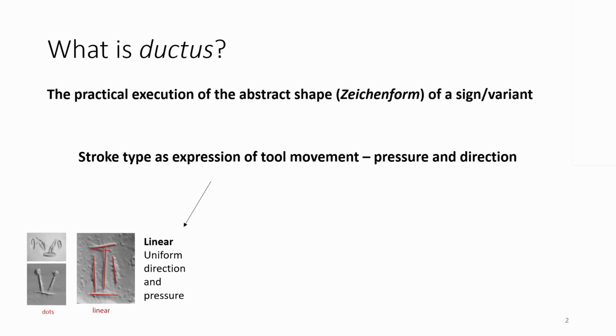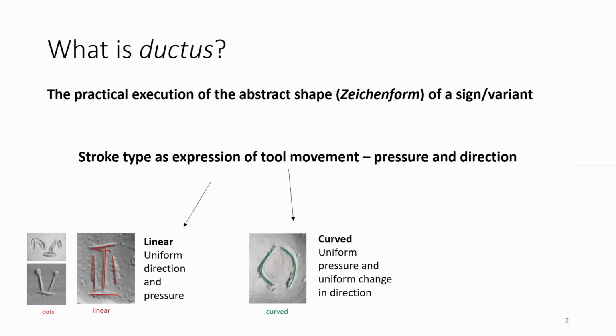And a subtype of that would be dots. And I put them on the same level because a dot is essentially an extremely short stroke. And I equate this as well because when you look at the entire signary and all the variants, you notice quickly that in the same sign, you can exchange a short linear stroke with a dot. And the second type would be a curved stroke, where you have a uniform pressure, but a uniform change in direction. And here you can see an example.